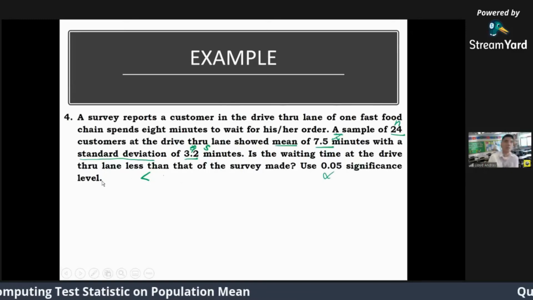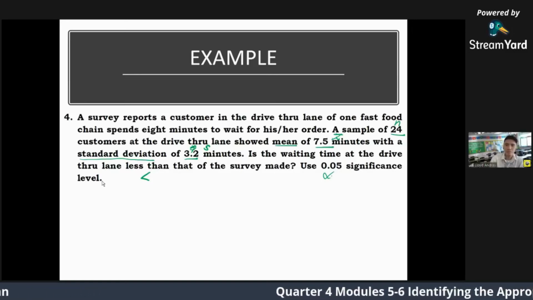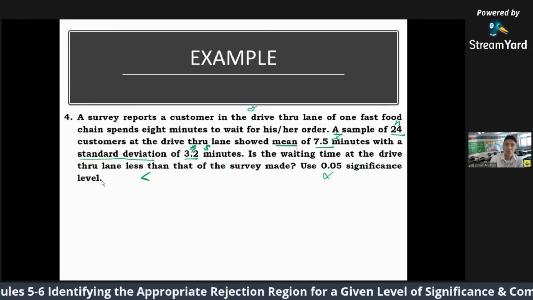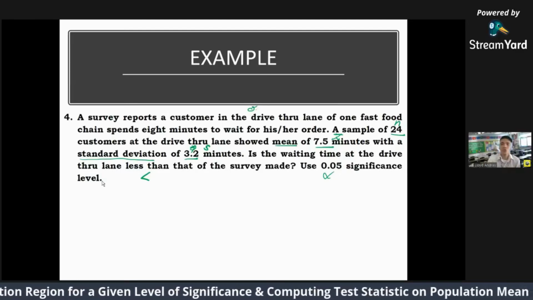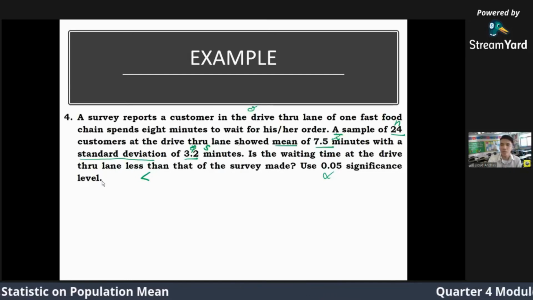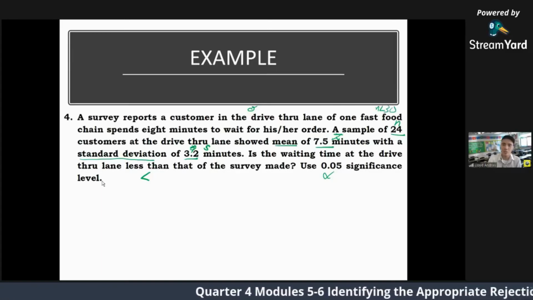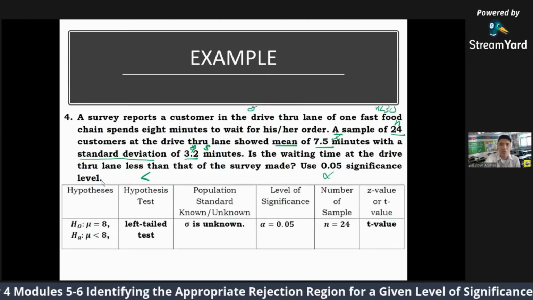From that, let's determine kung mag-z-test ta or mag-t-test. So, based sa given, wala tay sigma, because ang given lang is sample standard deviation. Unknown ang atong population standard deviation. And ang atong sample size is less than 30. N na ni is less than 30. So from that, we can say that we need to use the t-test. So mag-t-test ta.